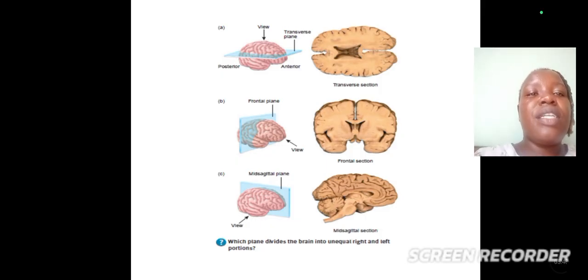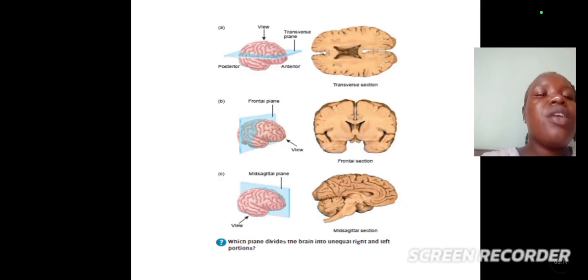Then when you look at the second one, B, the brain again, but now we are viewing a different section, where we have used a frontal plane to divide the brain into two, the anterior and posterior parts. So this one is a frontal section of the brain. Then finally, C, the brain has been cut using a mid-sagittal plane, and you are able to see a mid-sagittal section of the brain.